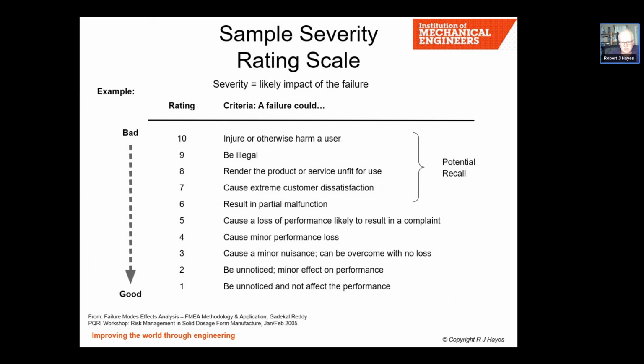Because loss of performance likely to result in a complaint is more serious than a minor performance loss, but not as serious as a partial malfunction. So you should be able to determine, looking at your failure mode, well, it must be a 5 for these reasons, it must be a 7 for these reasons. If there is any doubt, you say, well, we're not absolutely sure it's a 7 or an 8, always score it slightly higher, because that puts you on the safe side.